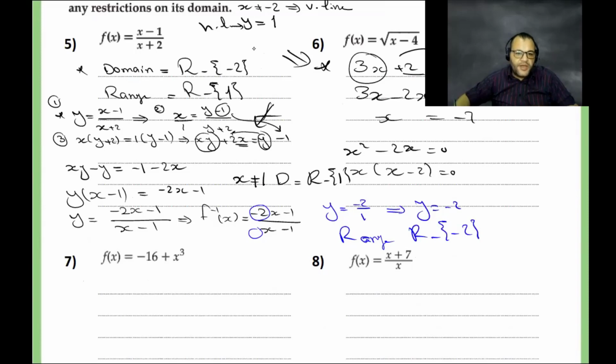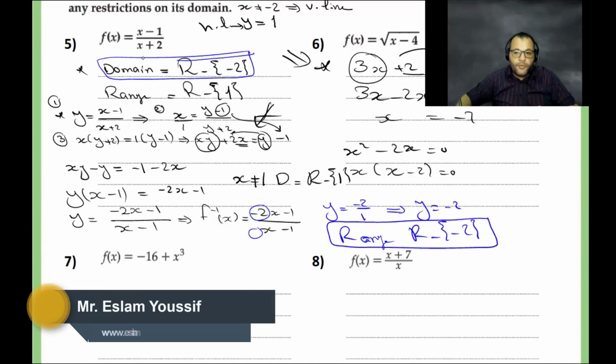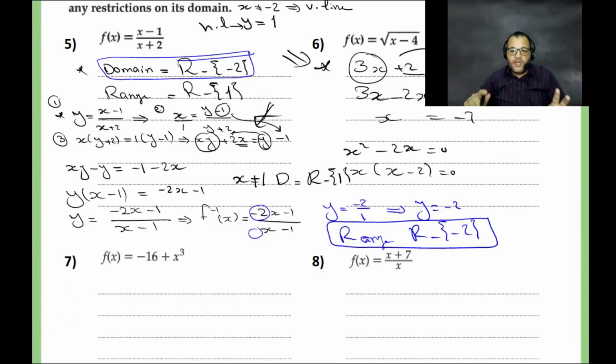Look at the first domain that we have: all numbers except negative 2, and also here all numbers except negative 2. The domain becomes the range, and the range becomes the domain. You understand it? That is the meaning of the inverse. The domain of the first is the range of the second, and the range of the second is the domain of the first. Any problem for this one? No. I think we finished.